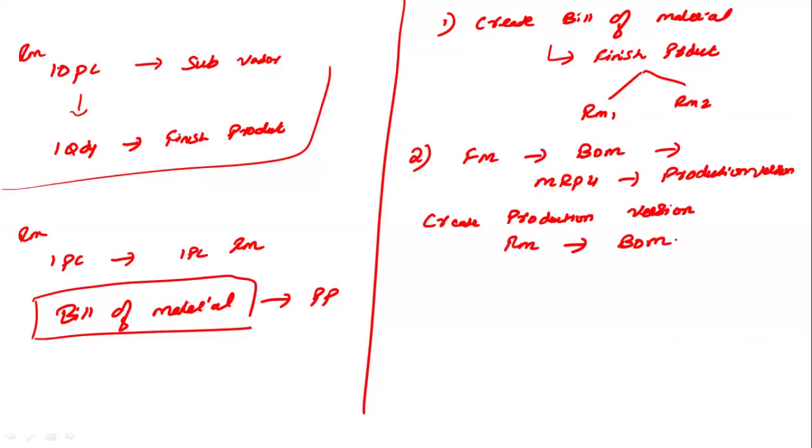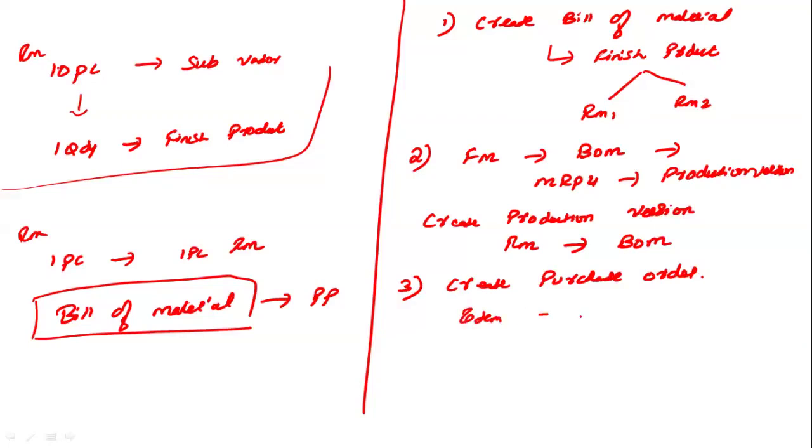This is a mandatory step in S4HANA. Only then you will be able to create the purchase order. When you create a purchase order, the system will be able to understand there is a bill of material available. But in purchase order also, as I said, we have standard purchase order, subcontracting purchase order, and STO purchase order. So that is going to differentiate based on the item category.